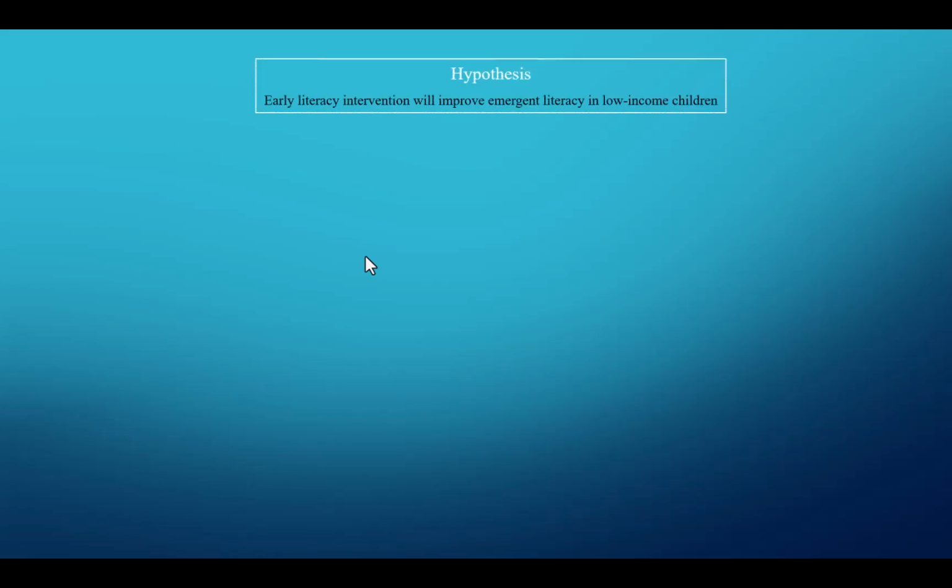So our hypothesis is that early literacy intervention would improve emergent literacy in low-income children. So we're predicting that literacy intervention, going out to the houses, bringing books, enabling the parents to help read with the children and play games and sing songs, would improve emergent literacy, which is basic, simple cognitive outcomes like the number of words they knew, the shapes they know, the colors they recognize in low-income children. That's our population of interest.